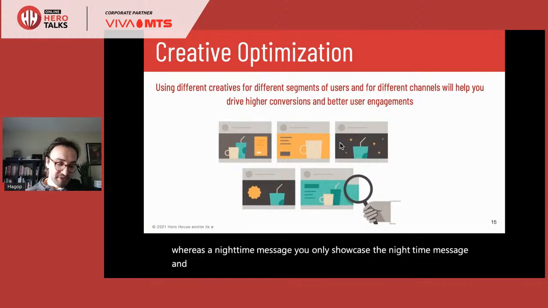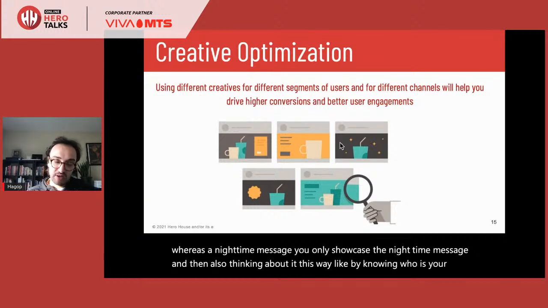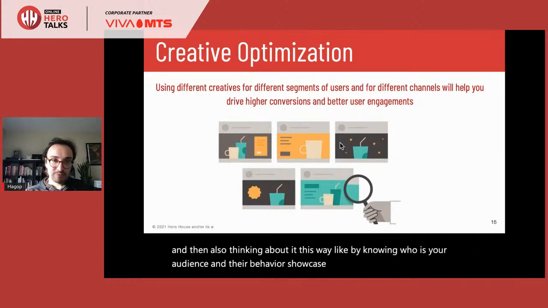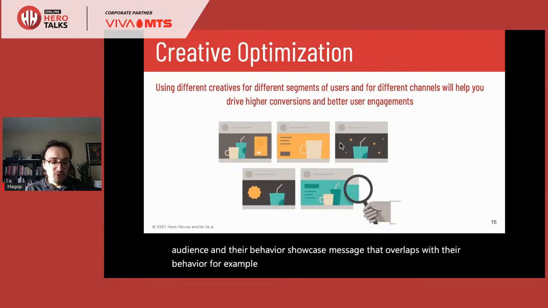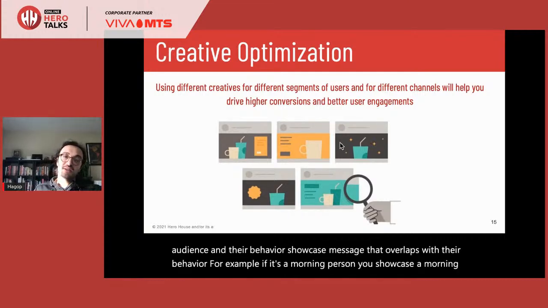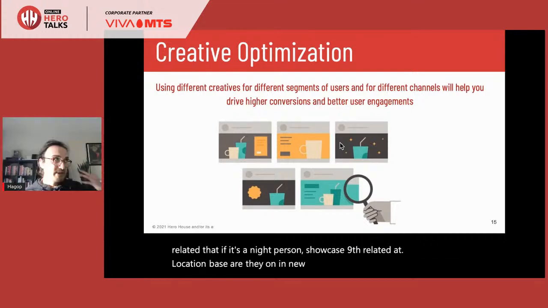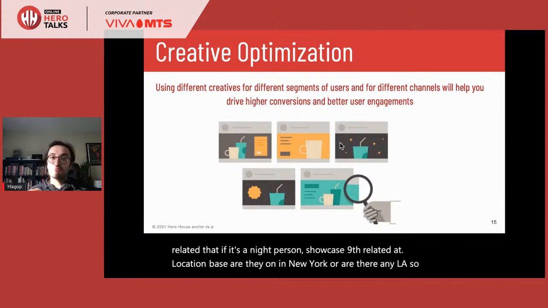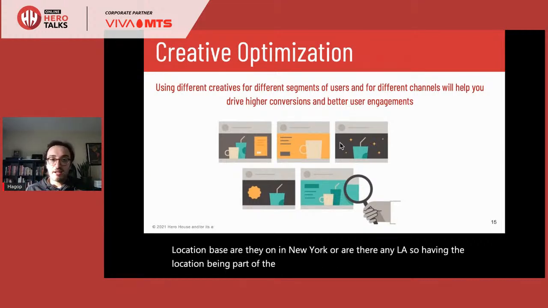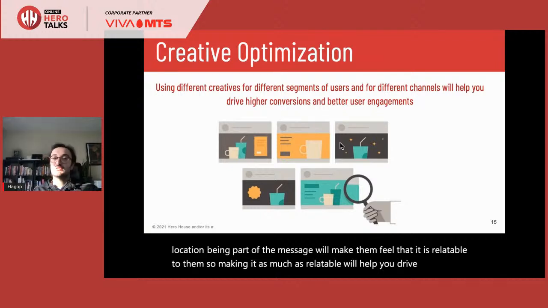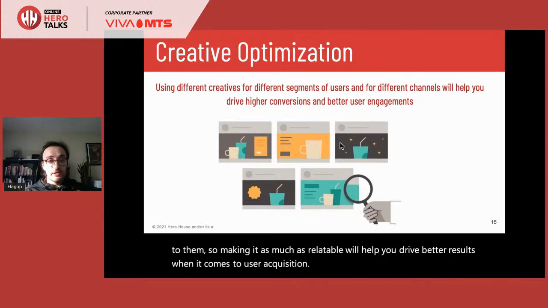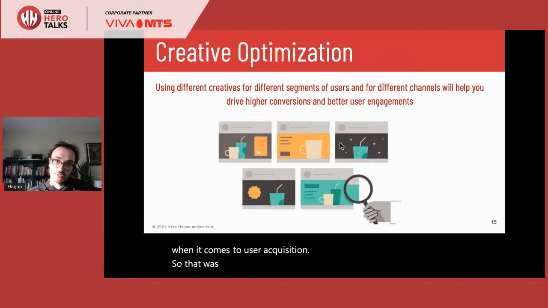And then also thinking about it this way, by knowing who your audience is and their behavior, showcase a message that overlaps with their behavior. For example, if it's a morning person, you showcase a morning related ad. If it's a night person, showcase a night related ad. Location based, are they in New York or are they in LA? So having the location be part of the message will make them feel that it is relatable to them. So making it as relatable as possible will help you drive better results when it comes to user acquisition. So that was the creative part.